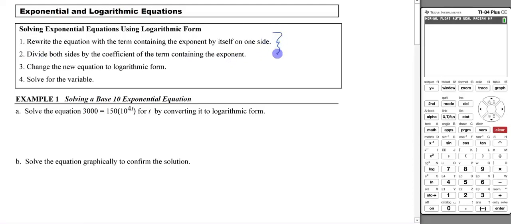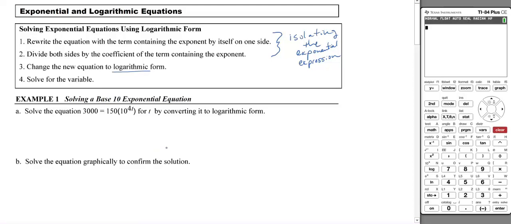So the first two steps really are isolating the exponential expression. We'll change the new equation to logarithmic form then, and then solve for the variable.